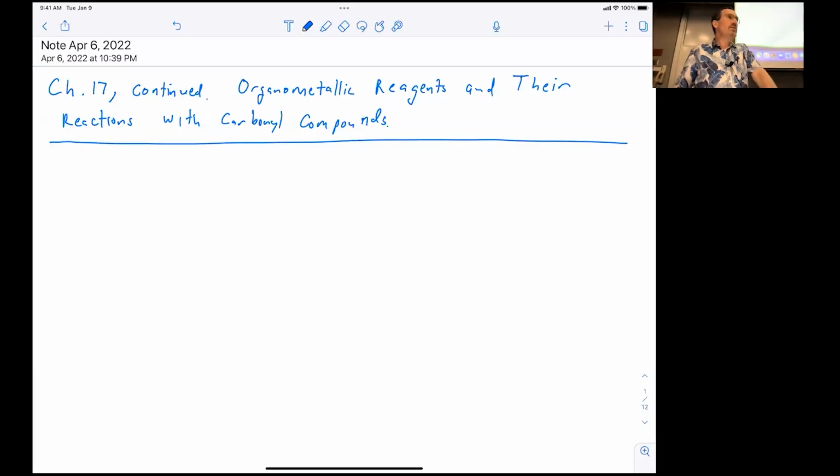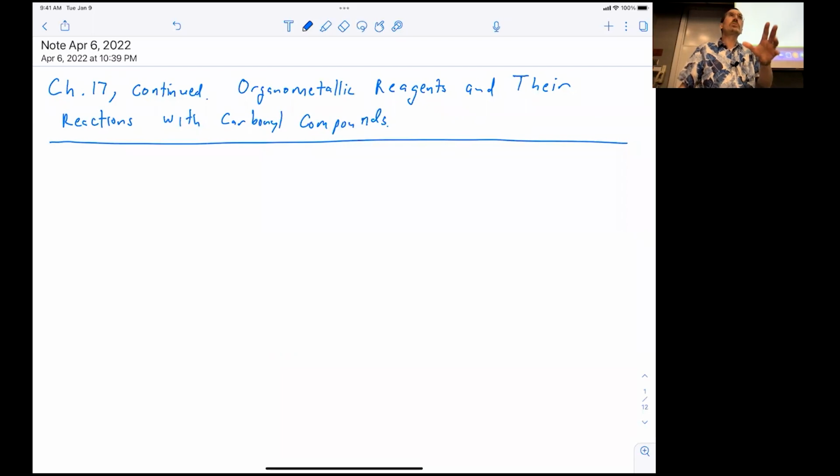Today, I'd like to finish up our discussion of chapter 17. And this is basically continuing our discussion of carbonyl compounds. And today we're going to focus on their reactions, the reactions of carbonyl compounds with organometallic reagents.